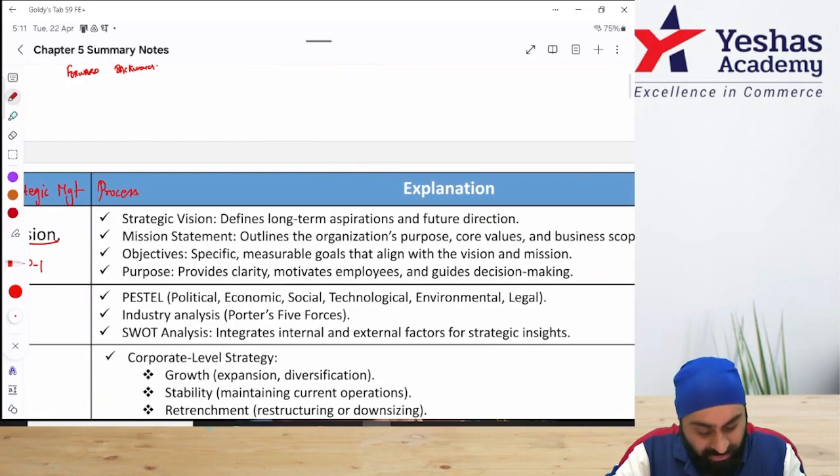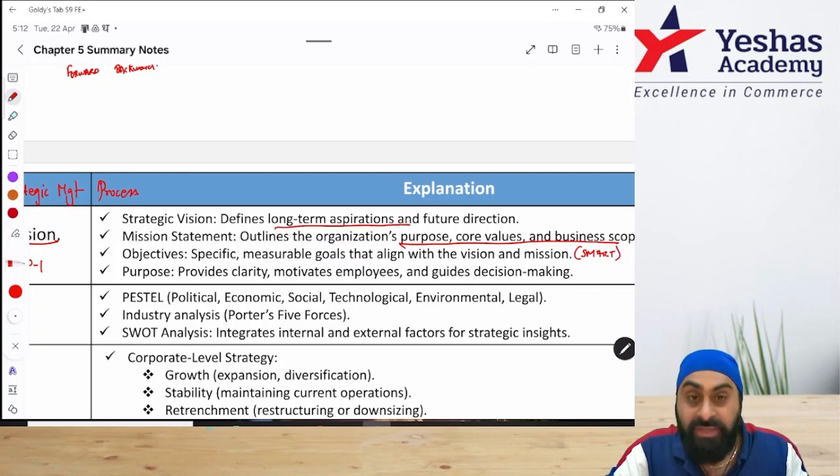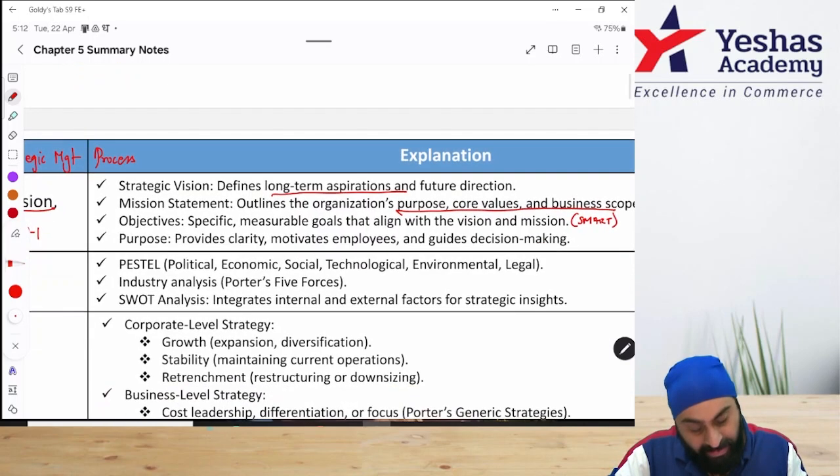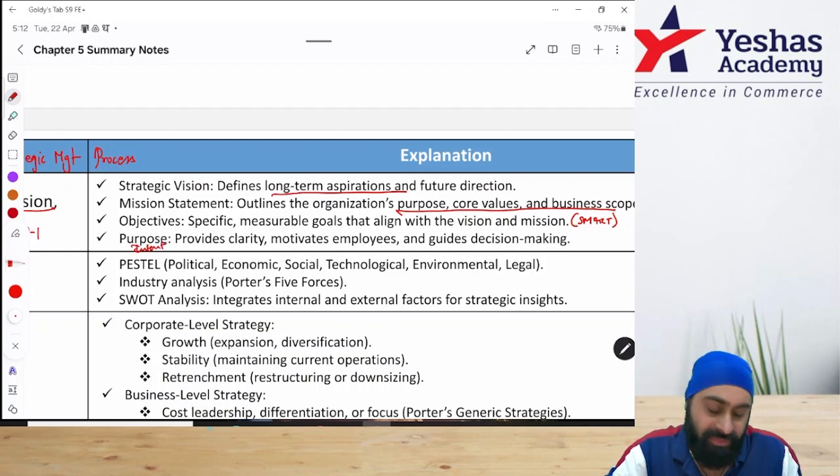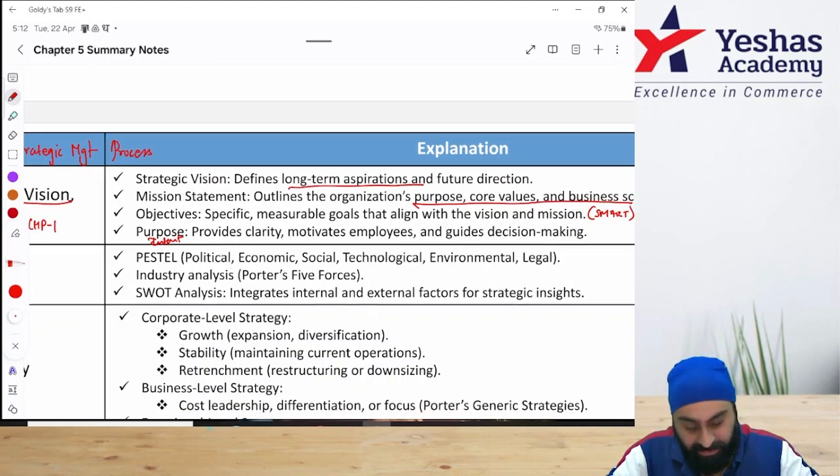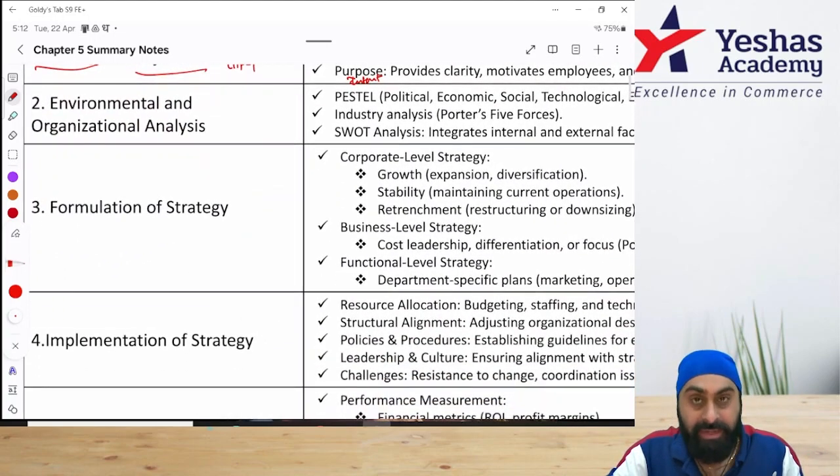So strategic vision is what? A long-term aspiration. What is the mission? The purpose and the core value of why business exists. What is the objective? It needs to be SMART: specific, measurable, achievable, realistic, time-bound. What is the purpose? Purpose means strategic intent. Everything we did in the first chapter, put just on the first point itself. You don't have to study anything. Trust me. Second is environmental analysis.